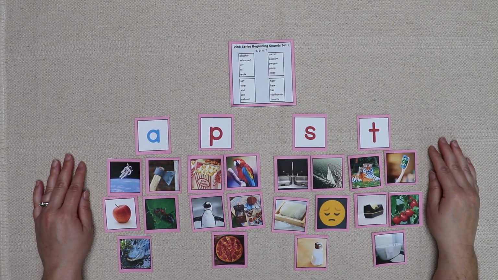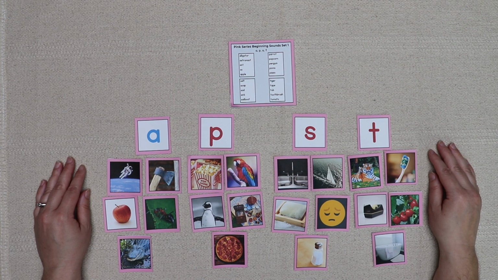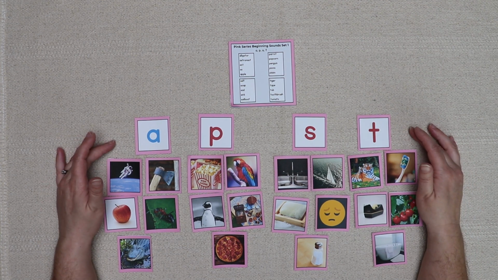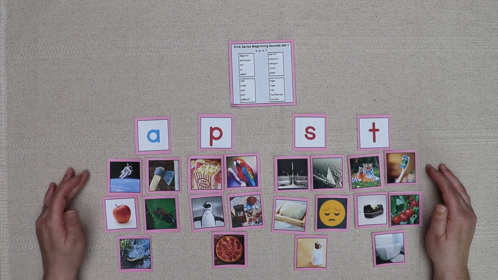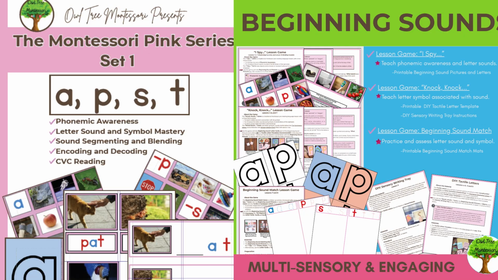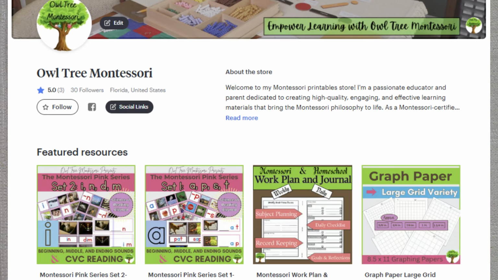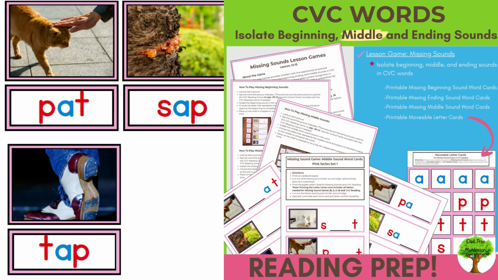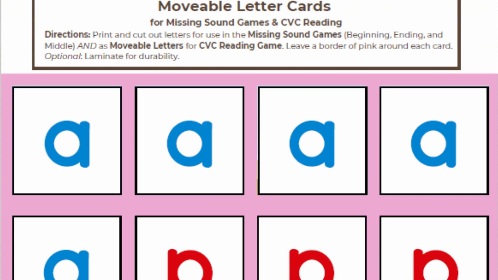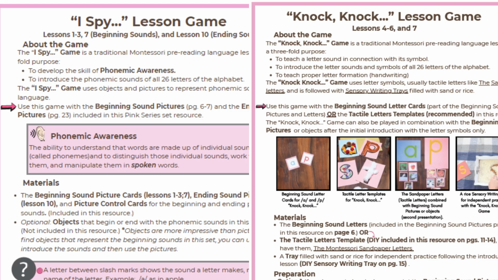I want to wrap up by highlighting these Pink Series beginning sound cards. They come with the letter symbol and the pictures that your child can practice matching the letter symbol with the sound. It comes in a set of 4 letters, A, P, S, T, and it is found on our Owltree Montessori Teachers Pay Teachers store. You can visit and download the entire set. It includes ending sounds, it includes the consonant, vowel, consonant words that you can use with the movable alphabet. It includes a printable movable alphabet, as well as instructions for the I Spy game and the Knock Knock game.